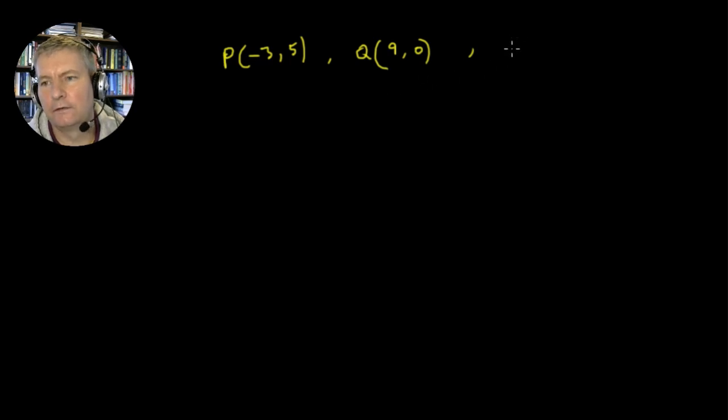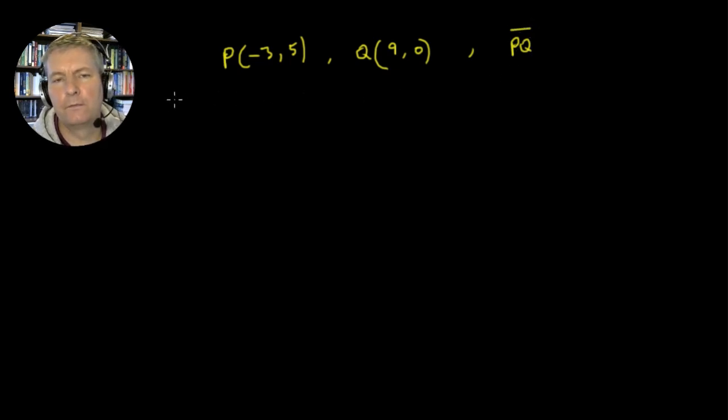Let's look at an example of using the position vectors. Let's say we've got a point P, which is minus 3, 5, and we've got a point Q, which is 9, 0. And we're asked to find the vector PQ.